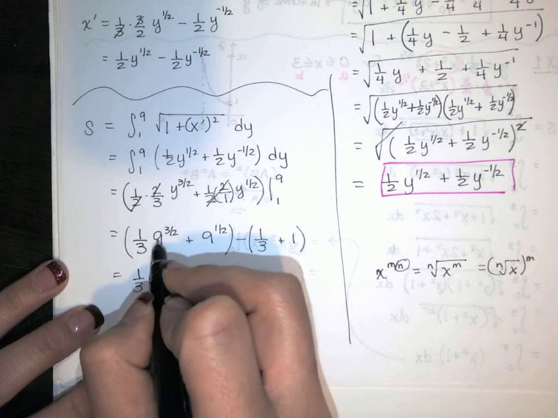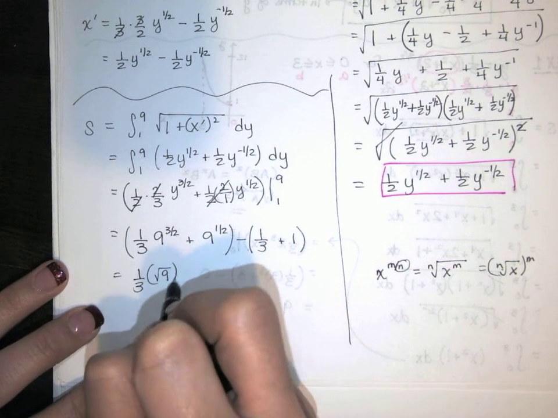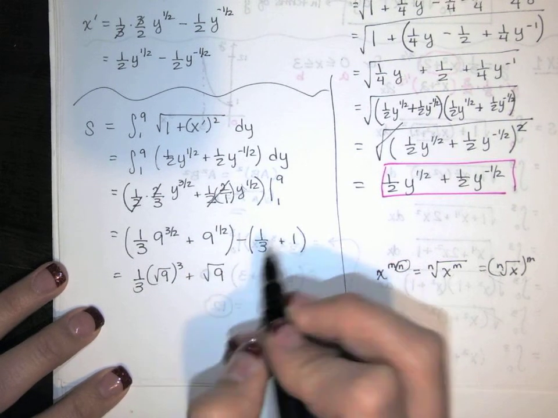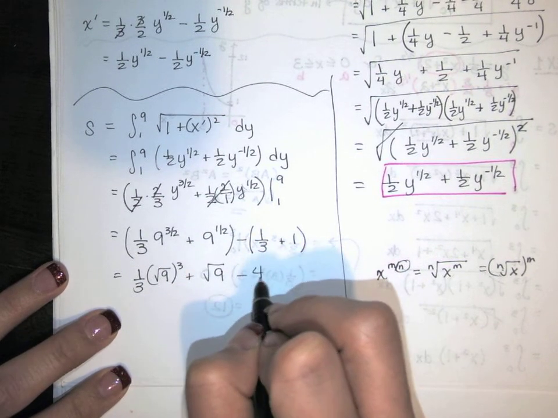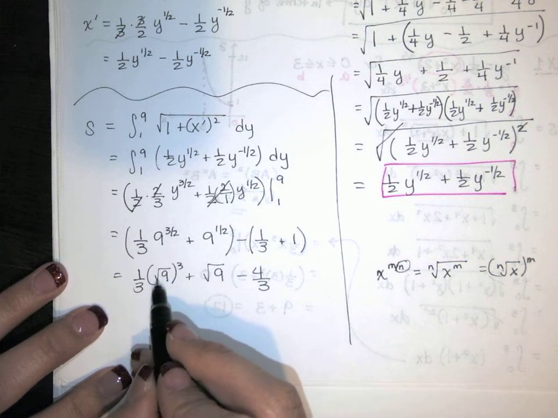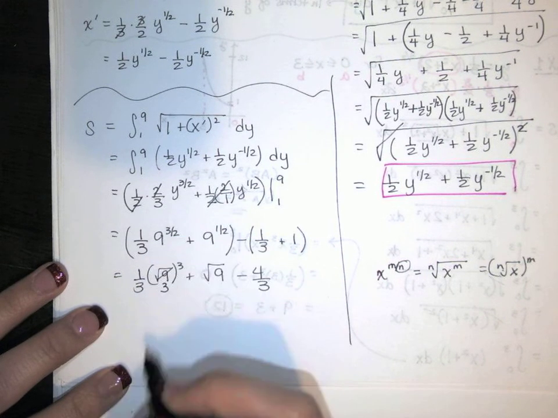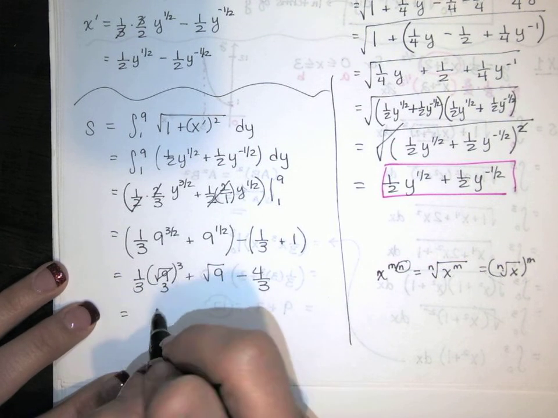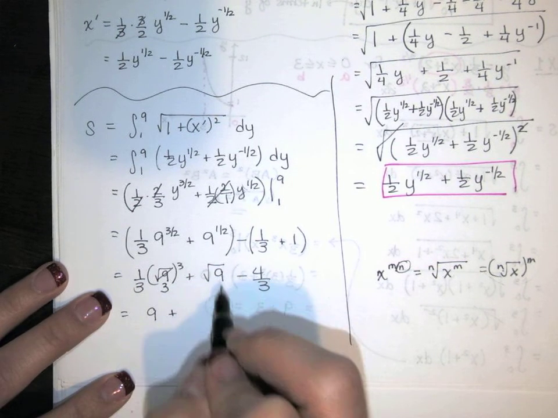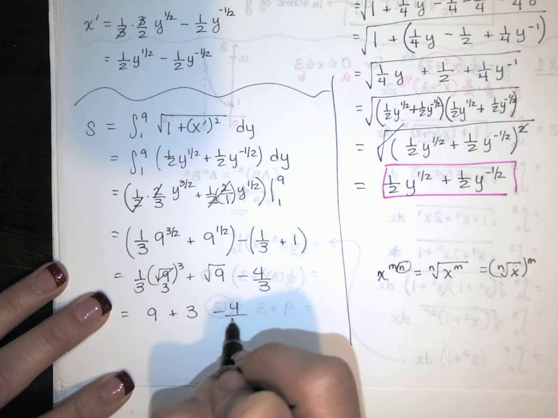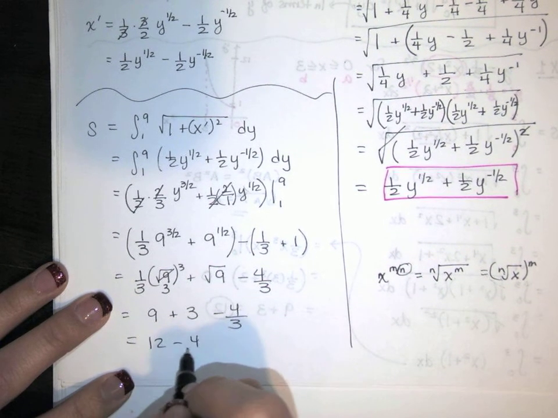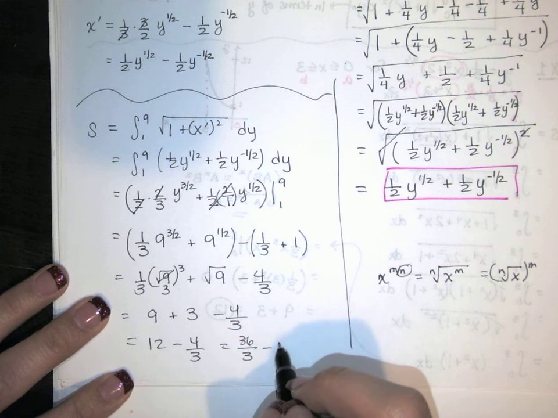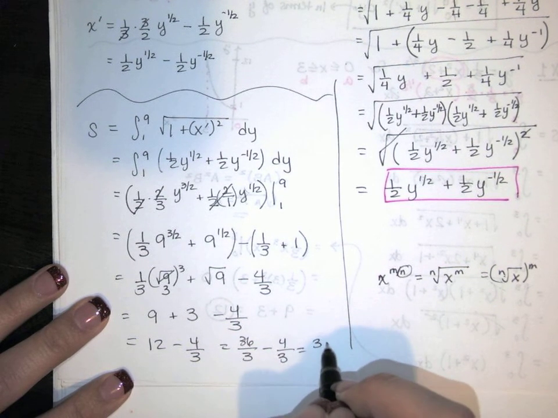So I'm going to think of this as the square root of 9 quantity cubed. And that's just the square root of 9. And that's 1/3 plus 1, that's 4/3. All right, square root of 9 is 3. 3 cubed is 27. 3 cubed divided by 3 is, of course, 3 squared, or 9. Square root of 9 is 3. And so we've got 12 minus 4 over 3. So that's going to be 36 over 3 minus 4 over 3, which is 32 over 3.